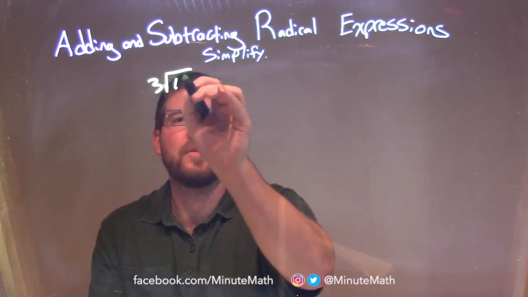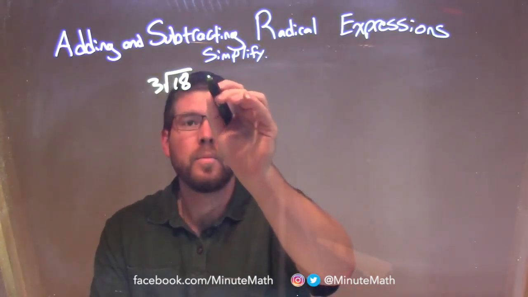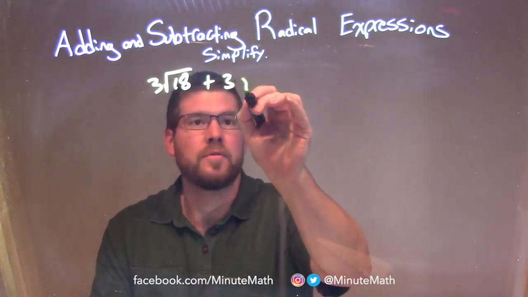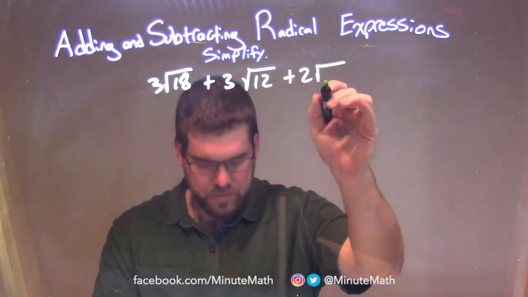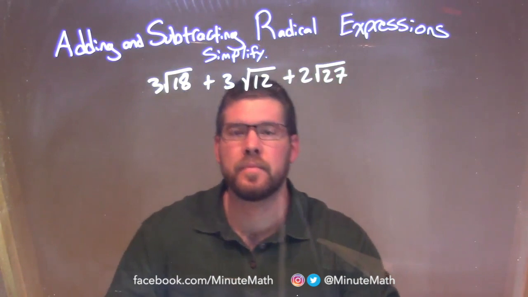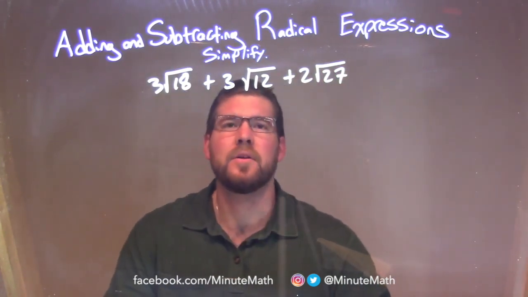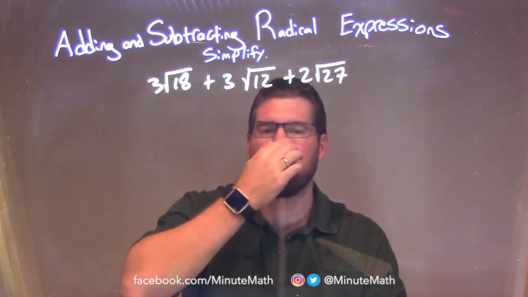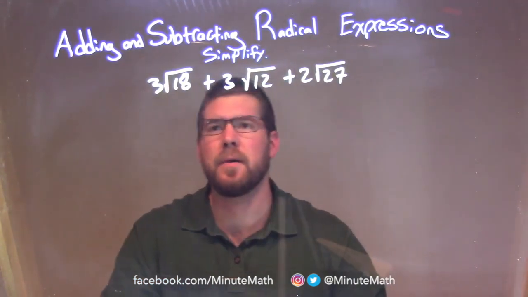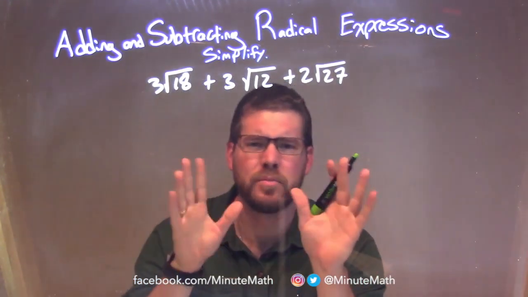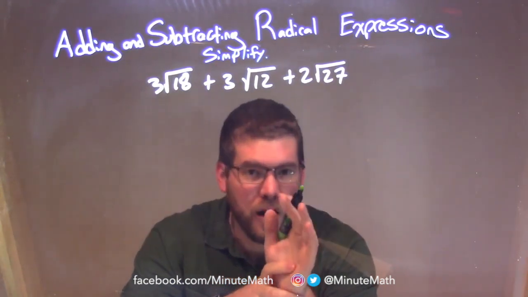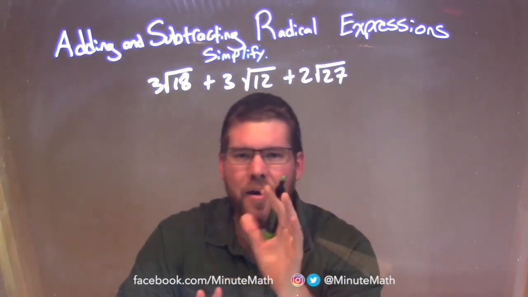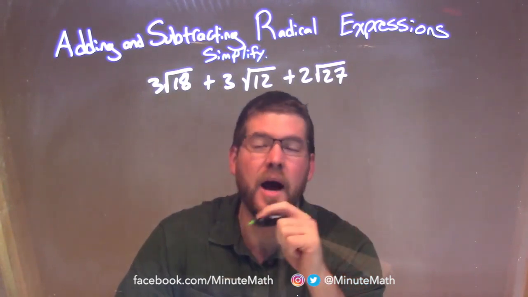3 times the square root of 18 plus 3 times the square root of 12 plus 2 times the square root of 27. Well, if I wanted to simplify this, what I'm going to do is see if I can break down each one of these square roots. When I choose to break them down, I try to break them down to numbers that I know I can easily take the square root of. There are a lot of times many options here.